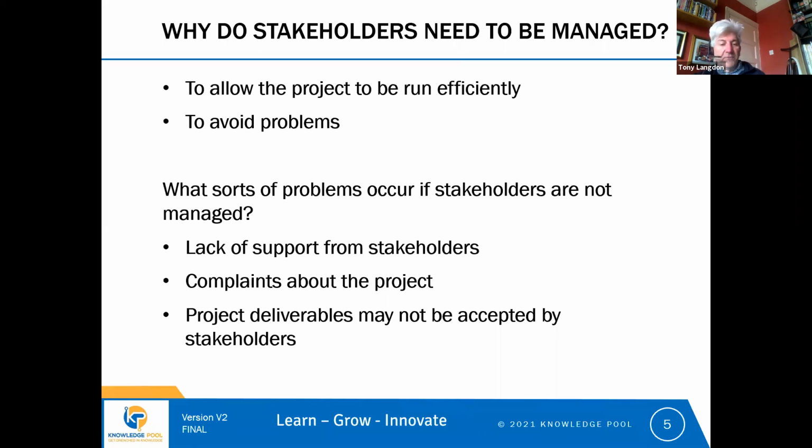And also, a project's deliverables may not be accepted by stakeholders. So when the project is ready to deliver something, like a learning management system like we were discussing last night, if we haven't engaged with the stakeholders, then the stakeholders might not be prepared to accept what the project is delivering. So we will tend to try to engage stakeholders to define the deliverables that are needed and to help test them to show that they really meet those stakeholders' needs. So that's why we need to manage stakeholders.